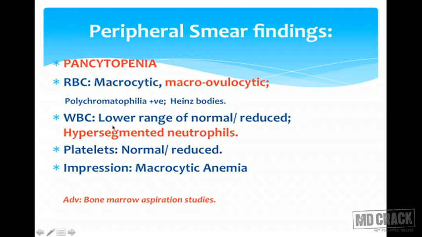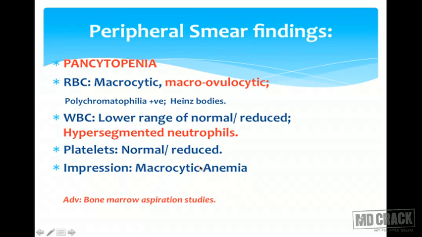WBC will be either normal or reduced in number, less than 4,000. Then you have to see at least one hypersegmented neutrophil to call it macrocytic anemia belonging to the megaloblastic series. Platelet count may be normal or, in severe cases, reduced. Overall the patient can have a pancytopenia-like appearance. In the peripheral blood we will not give it as megaloblastic anemia. We give the report as macrocytic anemia.